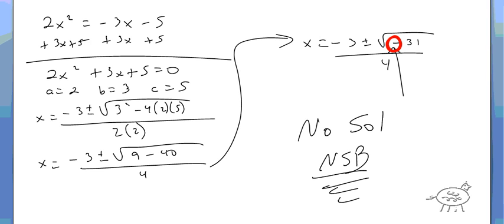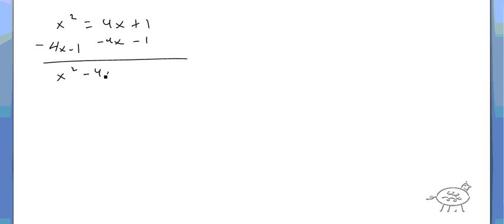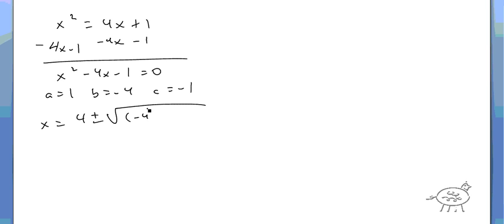All right. Let's do another example here. So we have x squared equals 4x plus 1. Subtract 4x and subtract 1. So you get x squared minus 4x minus 1 equals 0. Okay, A is 1, B is negative 4, and C is negative 1. So x equals opposite of B plus or minus the square root of b squared minus 4 times 1 times negative 1. Okay, so it's all over 2 times 1.